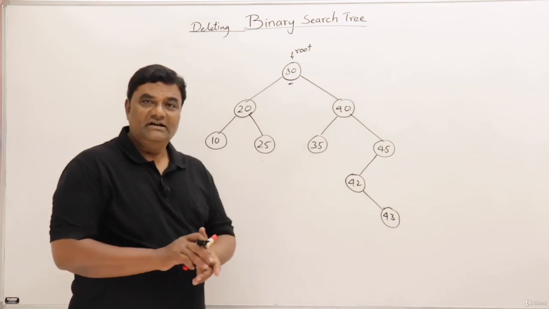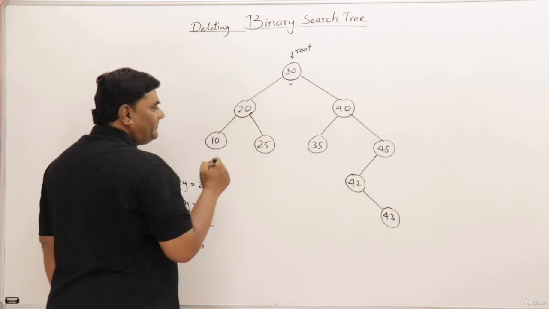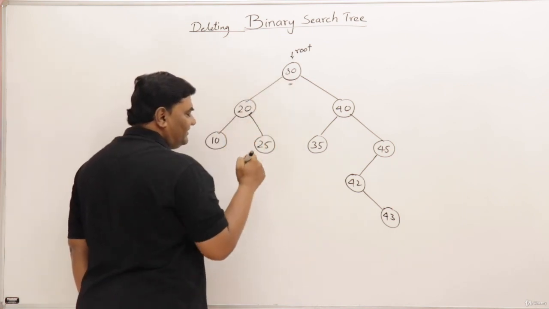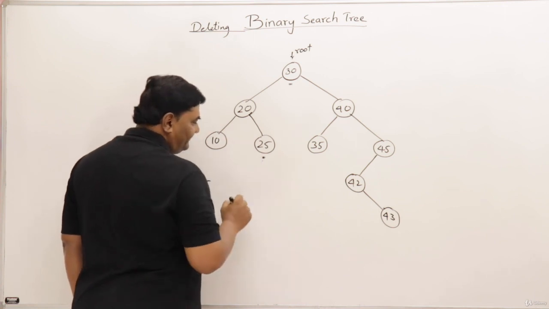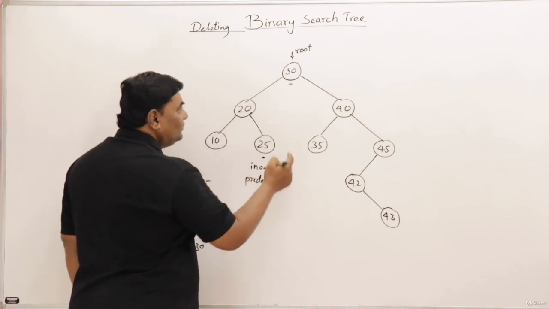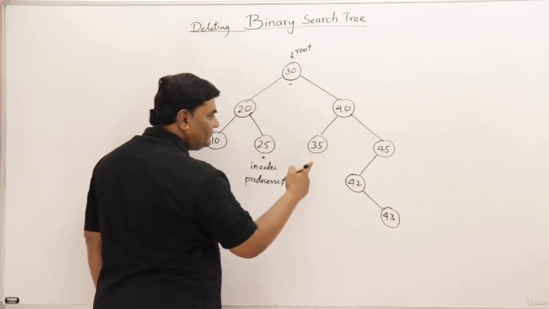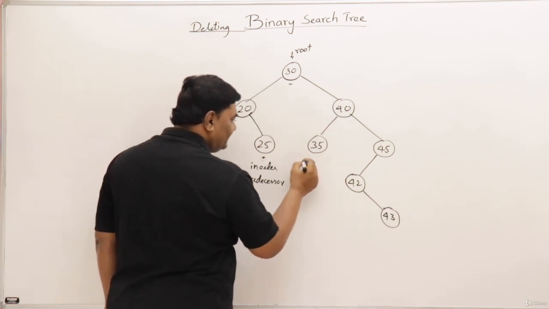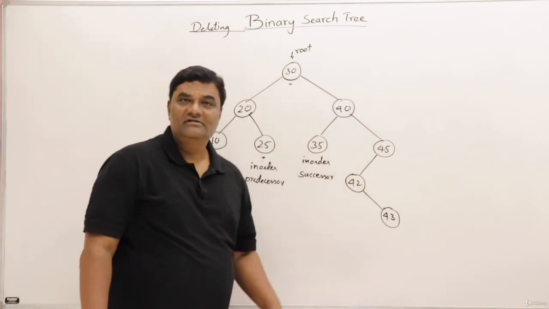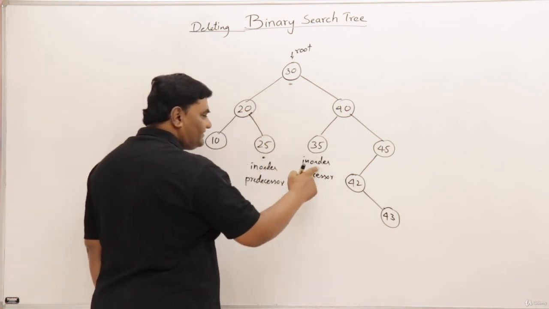Instead of doing it this way, the other way is, for 30, find the inorder predecessor. Meaning, if you perform inorder traversal, which node comes before 30? 25 comes before 30. This is the inorder predecessor. And who is the inorder successor of 30? Who comes after 30 in the inorder traversal of this tree? This one. So this is the inorder successor. So for a node, there is an inorder predecessor and an inorder successor.